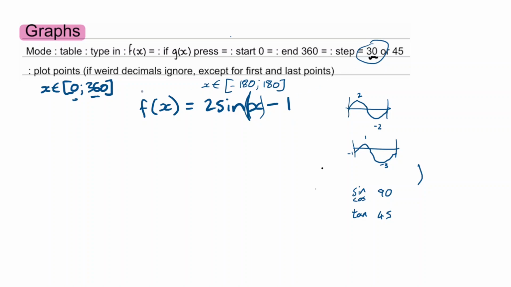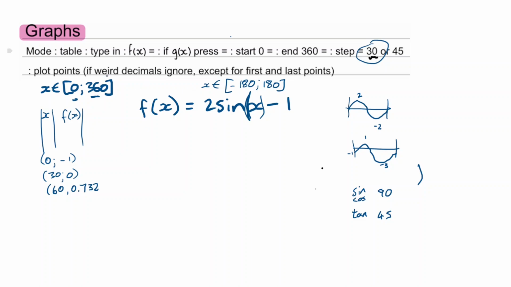So I'm going to go step 30 and then I press equals and it will plot all my points for me. And so on your calculator, you'll have a column of x's and you'll have a column of f of x's, which is y. So each of those would make up your coordinates. So if you go to your first point, if it's like mine, you have a 0 for x and a minus 1. And your next point would be 30 and 0. And your next point would be 60. And then it's just got weird decimals.